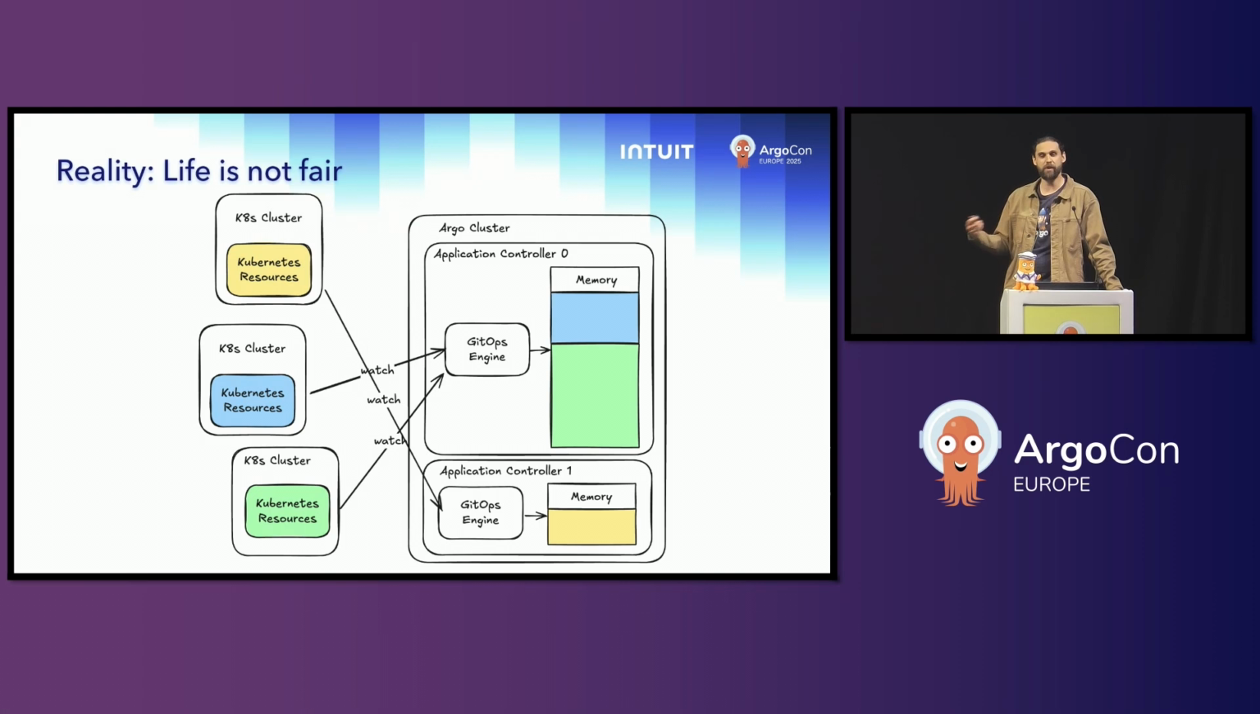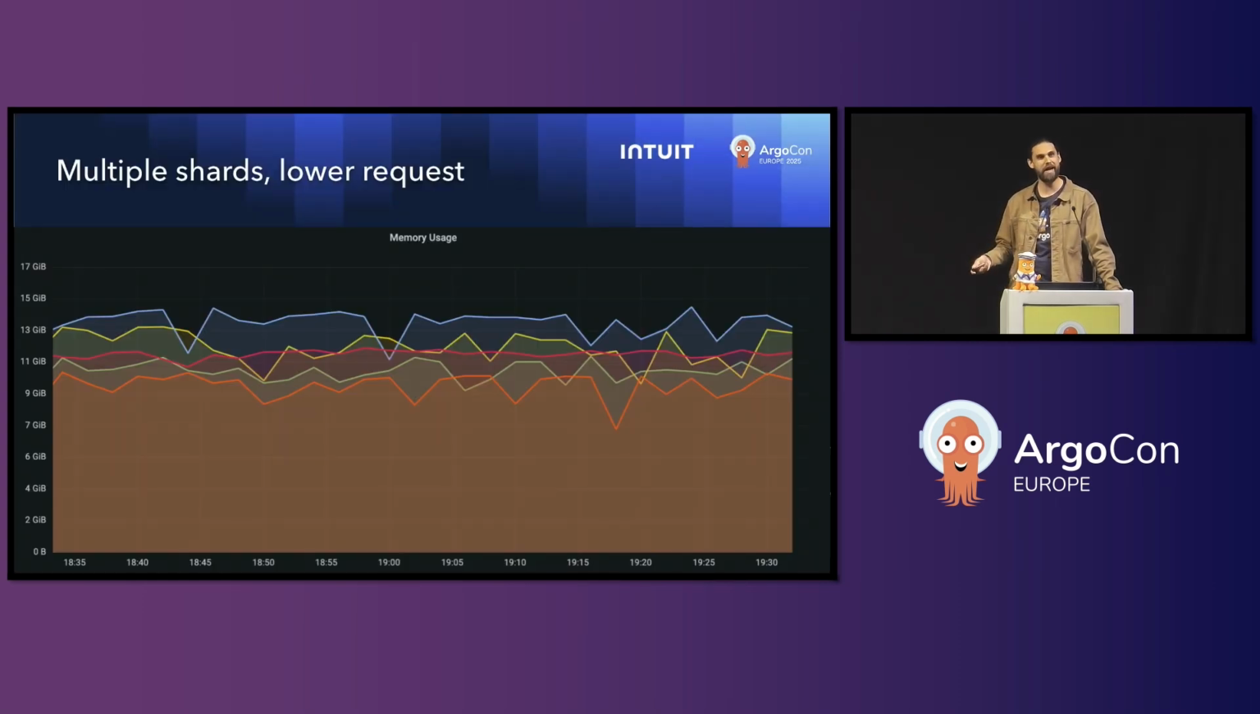So what can we do about it? We can manually assign clusters to specific shards, so we can recalibrate our memory usage in our shards. There's another project that's pretty cool. It's called the Argo CD agent. I don't know if you've seen the talks about it today, but it's also going to be a way to fix this issue in the future. But right now, we have manual assignment.